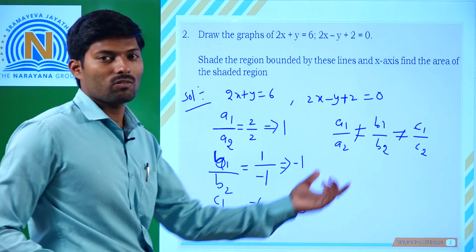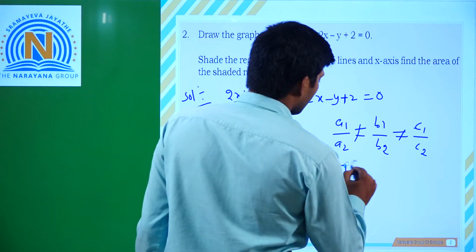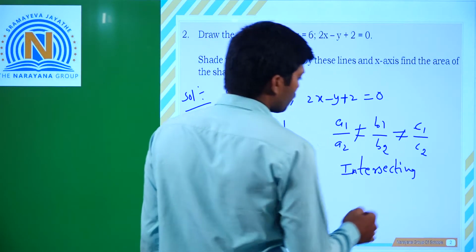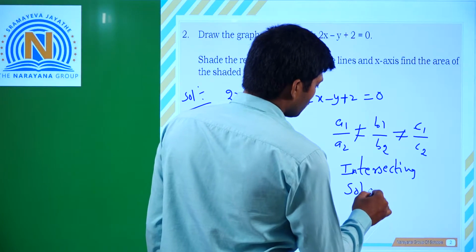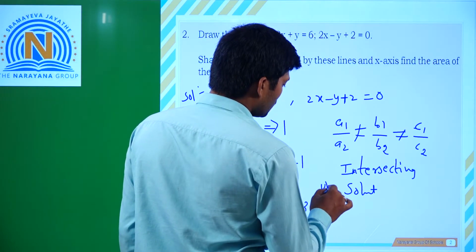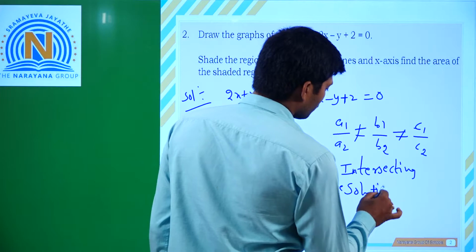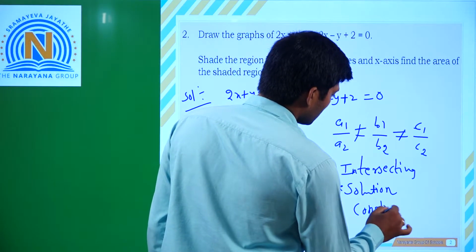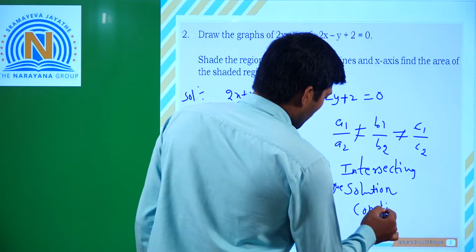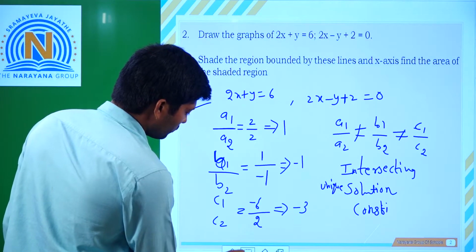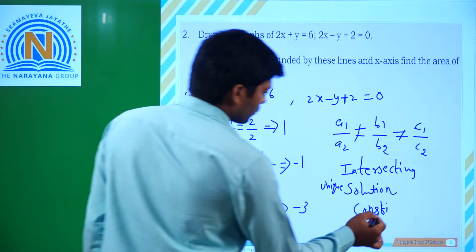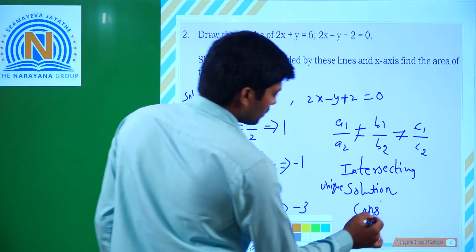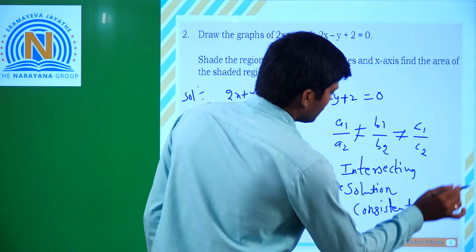So if these two are not equal, which type of lines are these? Exactly, intersecting lines. Intersecting lines have only one solution, that is a unique solution. So which type of system? That is a consistent system, which has at least one solution. Yes, consistent system.